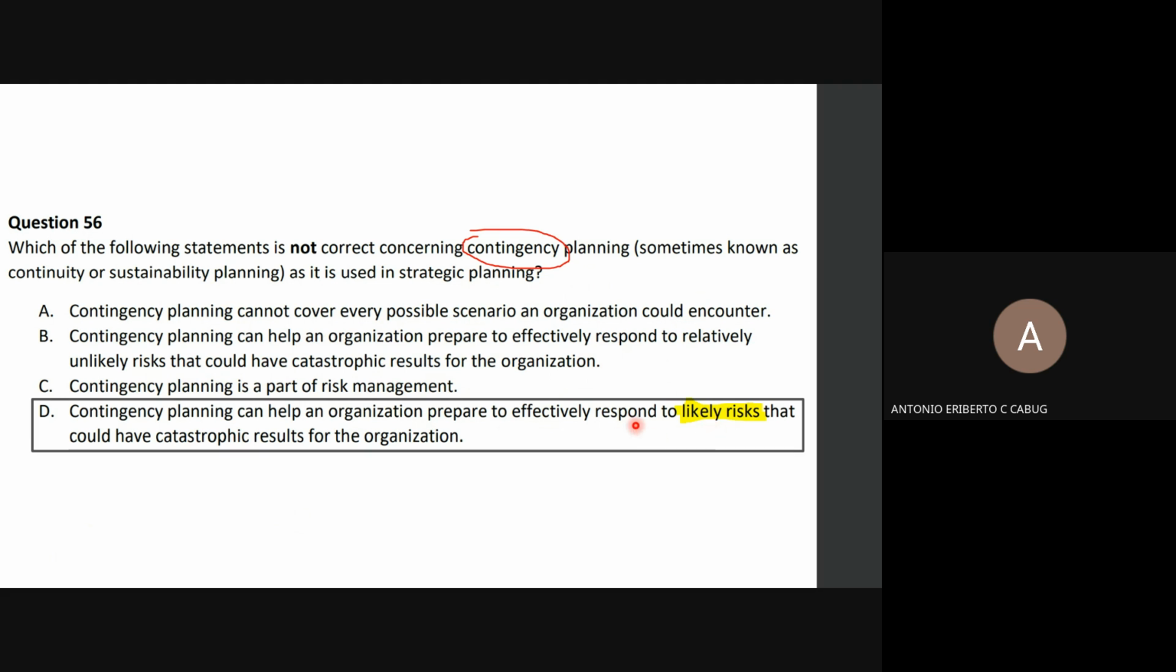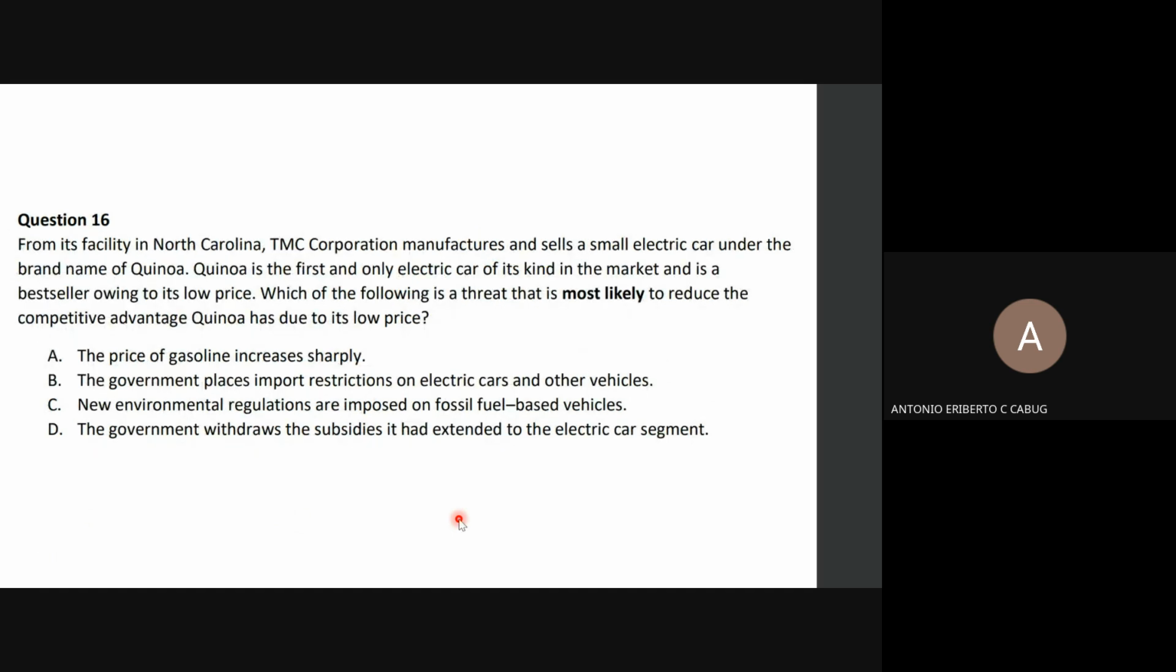If it is about responding to likely risks that could have catastrophic results to the org, it's no longer a contingency plan, but it is actually already the master budget. It is already the base case. That is no longer a contingency plan. What about this one? I'll give you 2 minutes. Please answer this carefully.